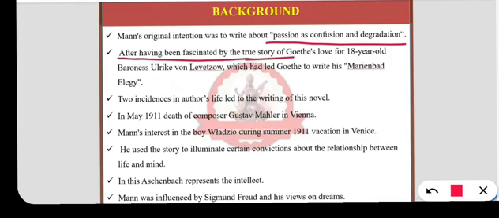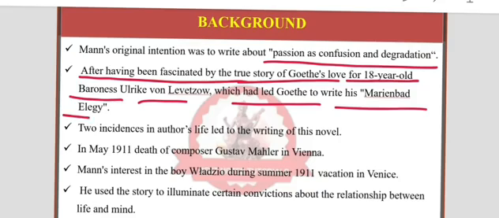After having been fascinated by the true story of Goethe's love for 18-year-old Baroness Ulrike von Levetzow, which had led Goethe to write his Marienbad Elegy. So here we understand the power of love. Love has power. That is why tourists are attracted to Venice. If it was not so, there are other options by which they could have spent their time. But it is because of love that they come to Venice and want to spend time here. So this particular place attracts tourists, and eventually they end up writing beautiful pieces of literature.